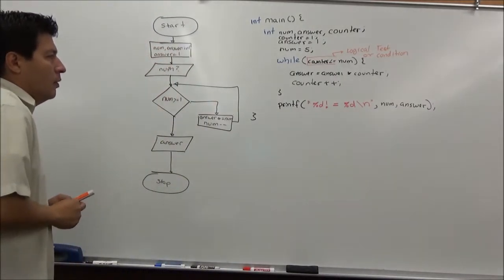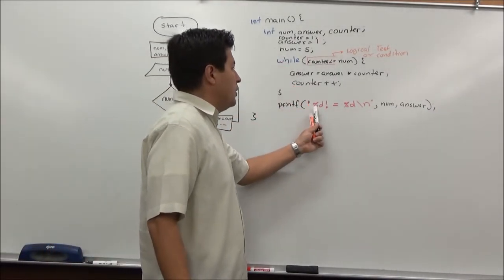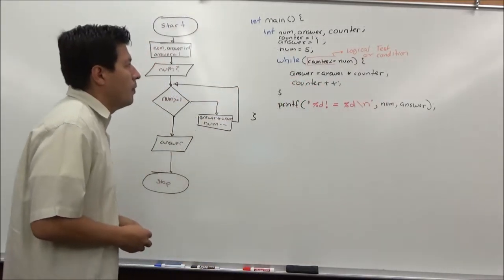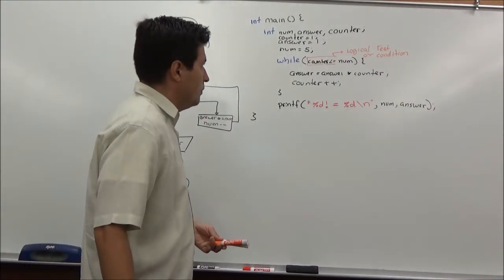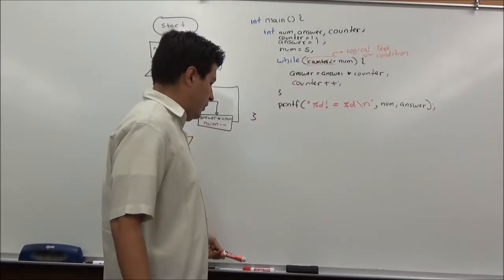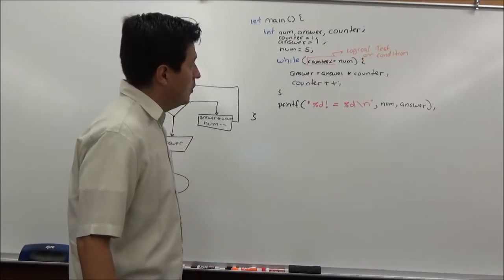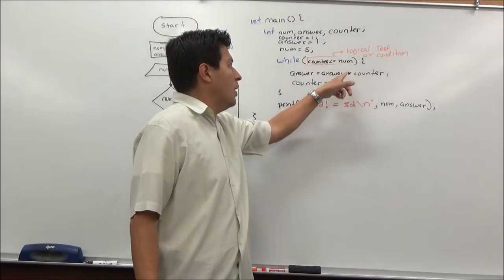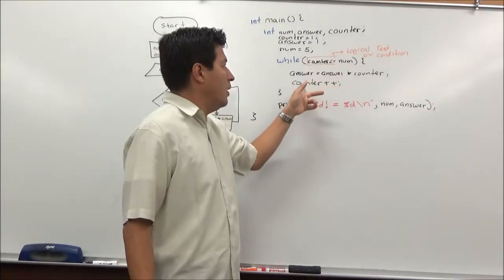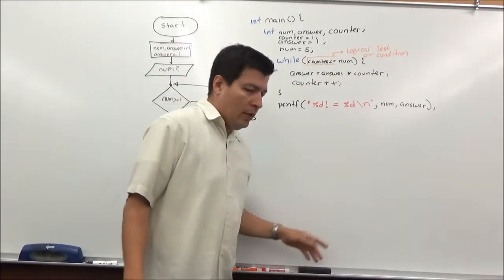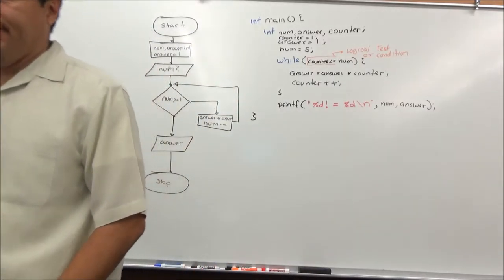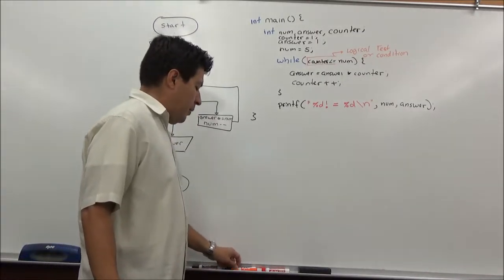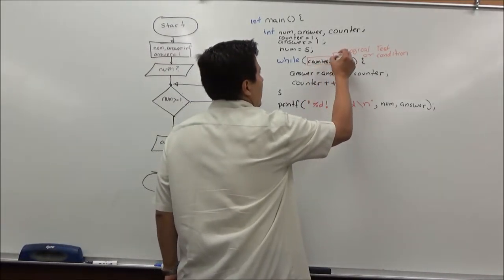I can say now the original number never gets changed. The number factorial equals whatever the answer is. So as long as the counter is less than or equal to the number, so it starts at 1, it will multiply the answer times 1, 2, 3, all the way to 5, and increment the counter. So the answer will be the same there. I added this variable because it's going to make it easier to explain the next thing.